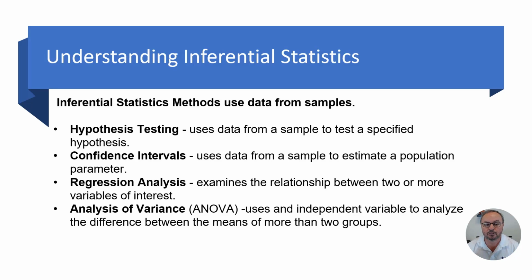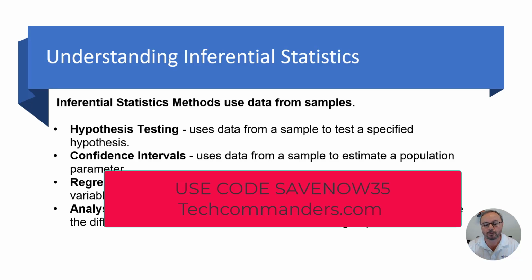Regression analysis. This is where we could look at the relationship between two or more variables of interest. Now, ANOVA, this one here can be confusing, but this one is very common, and we're going to want to use this when we have independent variables we could use to analyze the difference between two or more groups. So basically, if we have 3 or 4 groups of basically samples we want to look at, this is a great test we could use. With that said, let's move on to the next lesson.